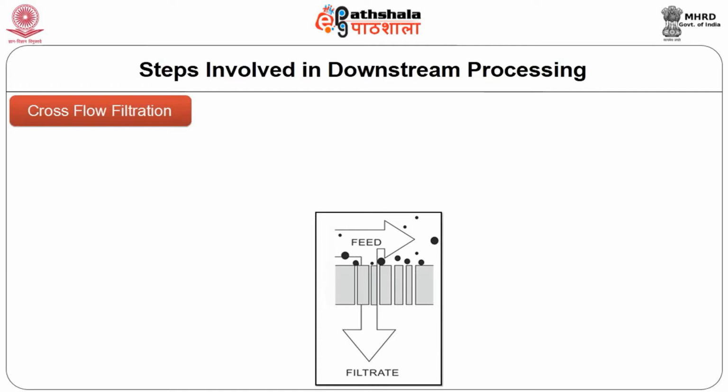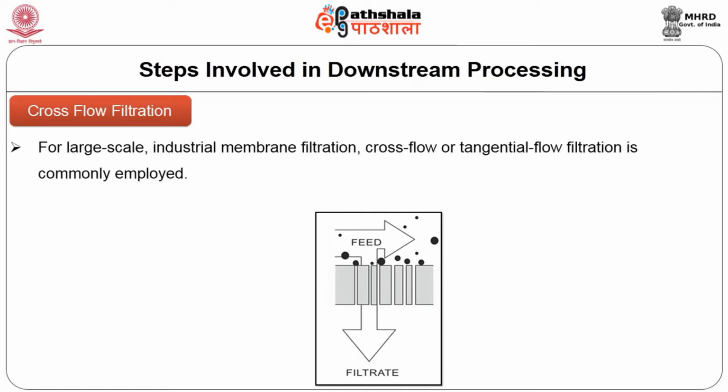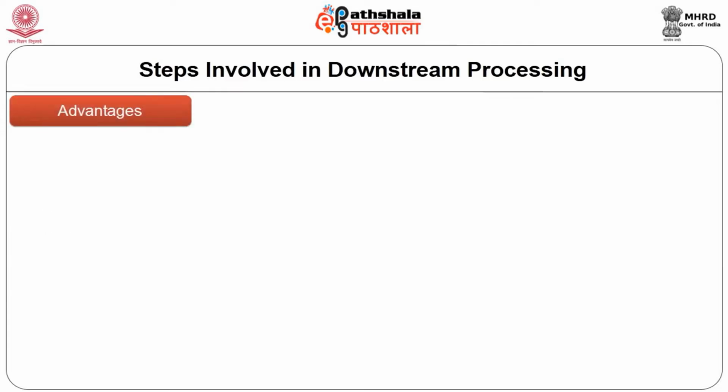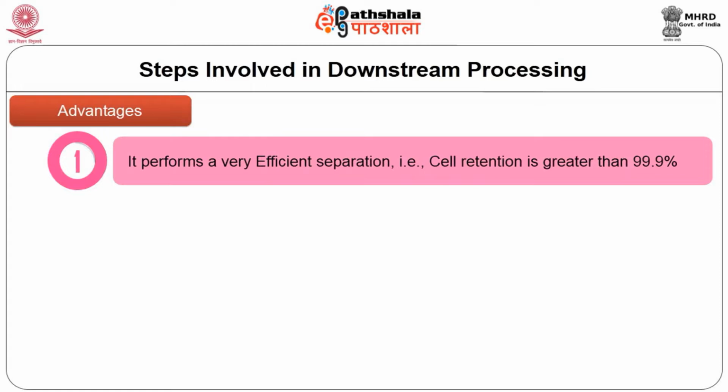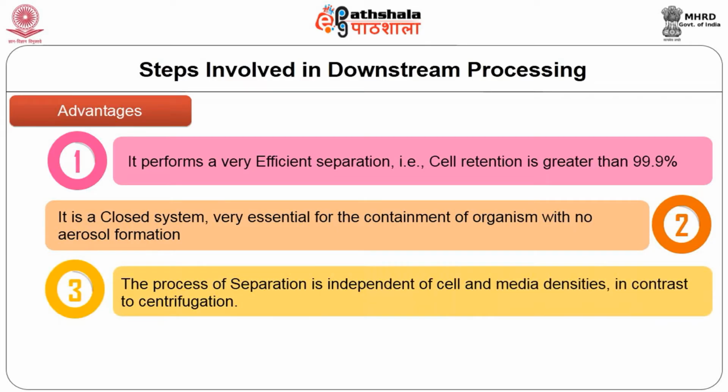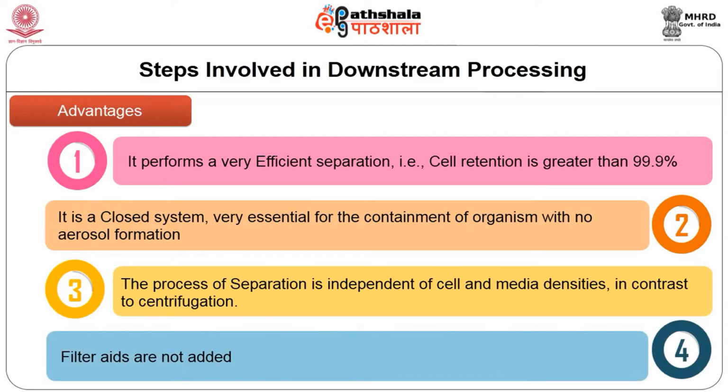Now, the next important filtration technique is cross-flow filtration. For large-scale industrial membrane filtration, cross-flow or tangential flow filtration is commonly employed. The flow of medium to be filtered is tangential to the membrane and no filter cake builds up on the membrane. The advantages of cross-flow filtration are: it performs a very efficient separation, that is, cell retention is greater than 99.9%. It is a closed system, very essential for the containment of organism with no aerosol formation. The process of separation is independent of cell and media densities in contrast to centrifugation. Filter aids are not added.